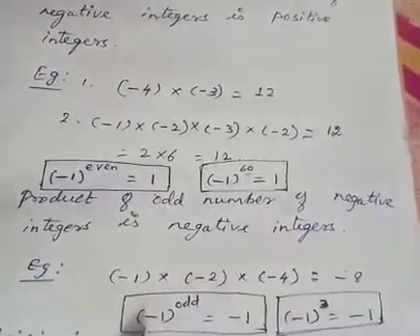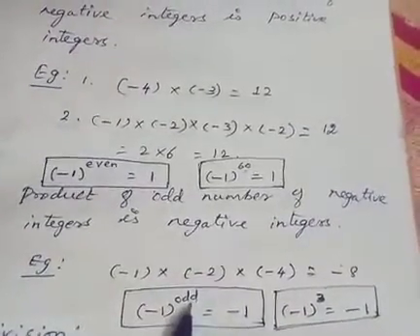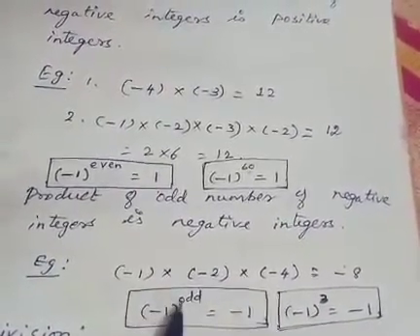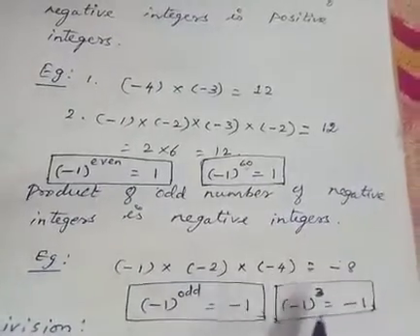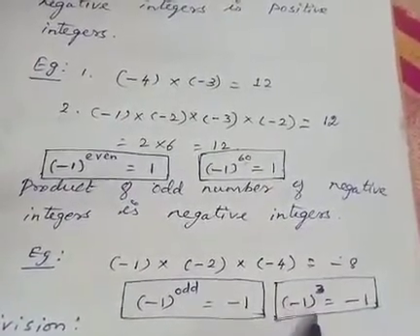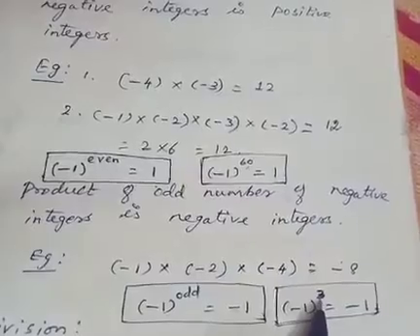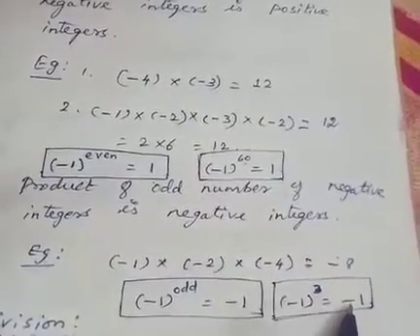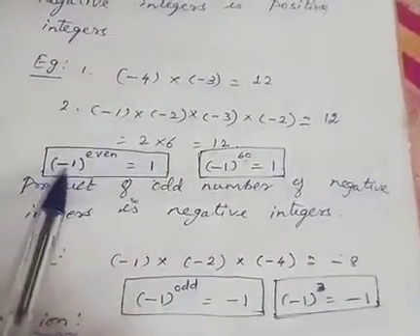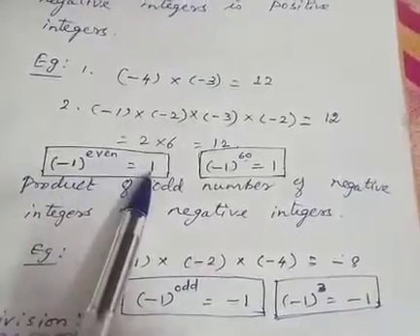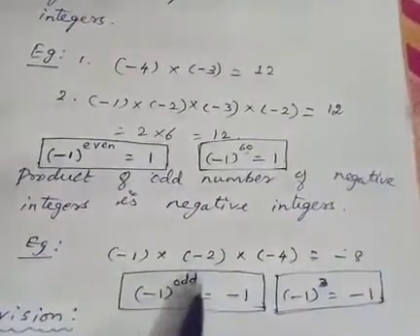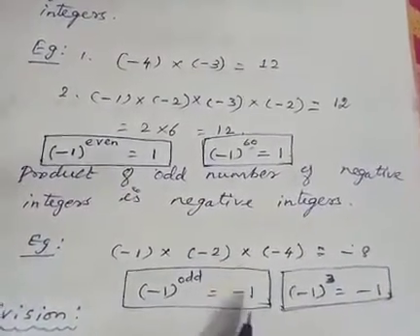Here minus 1 to the power of an odd number is minus 1. For example, minus 1 to the power 3. 3 is an odd number. So the answer is minus 1. So here minus 1 to the power of an even number is equal to plus 1. Minus 1 to the power of an odd number is minus 1.